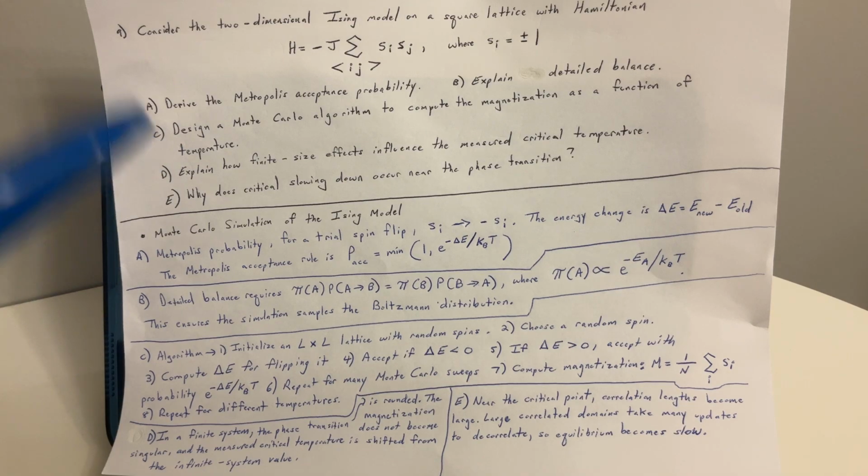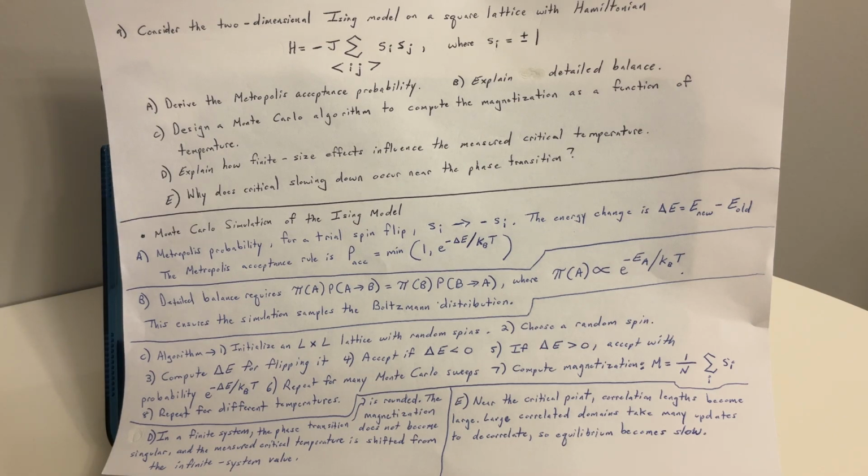Part D, explain how finite size effects influence the measured critical temperature. In a finite system, the phase transition is rounded, the magnetization does not become singular, and the measured critical temperature is shifted from the infinite system value. Okay.